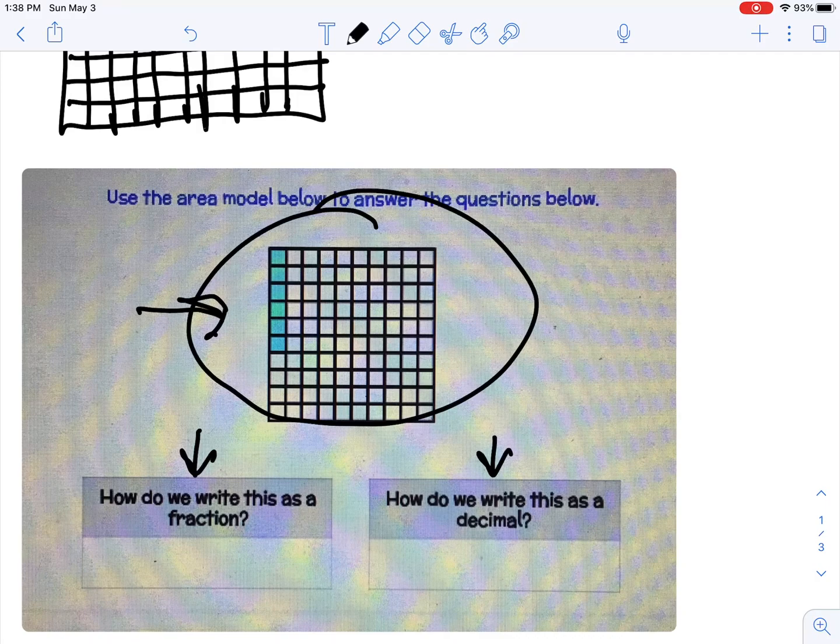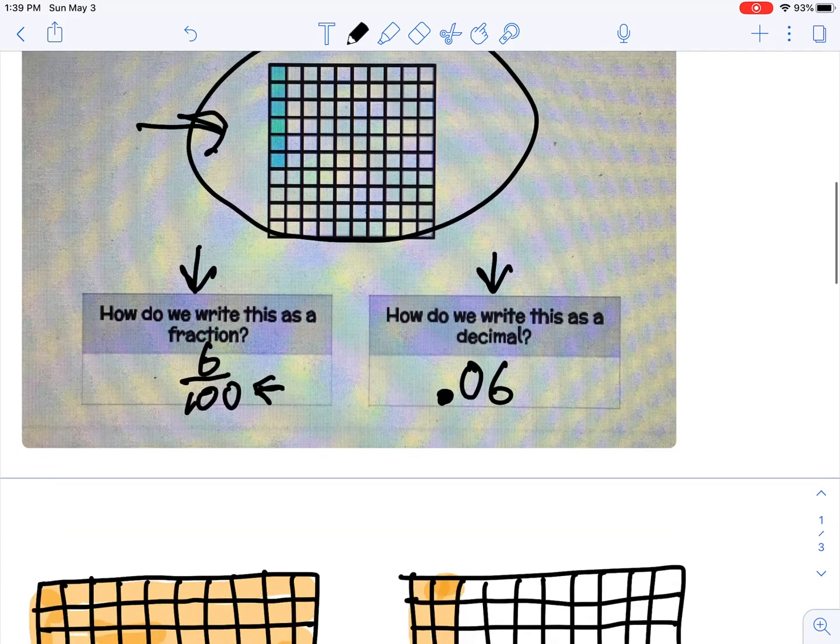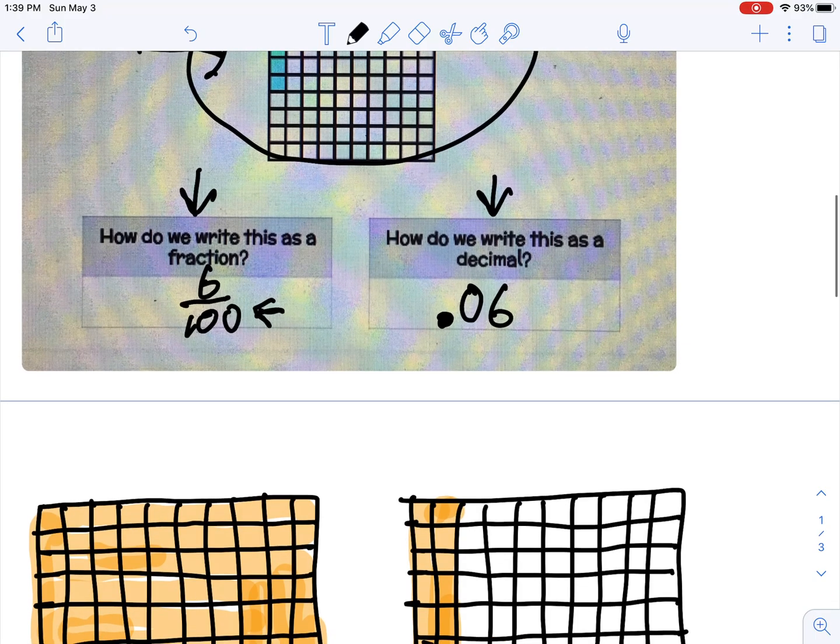Okay. So again, it's just counting. You see all those little squares, and as soon as you see that and you don't see 10 rows, you pretty much know it's over 100, that there's 100 squares. So you just count the squares that are shaded in, and hopefully you got 6. So there's your fraction. Now again, how do I write 6 over 100 as a decimal? Hopefully you put your decimal point and wrote the number 6. But remember, the 6 has to end in the hundredths place, so you have to put a 0 in the tenths place.